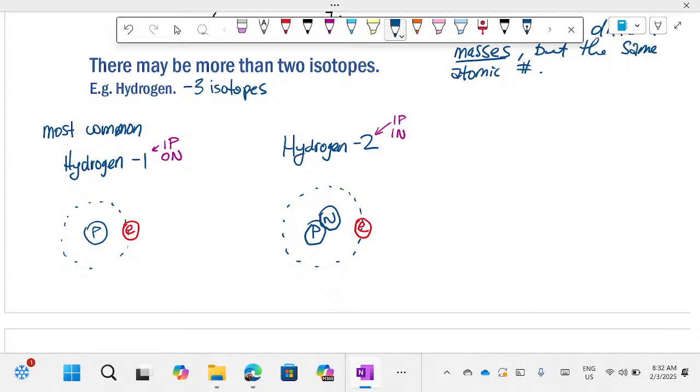And finally, and this is given a name, actually. You can call it hydrogen 2, but it's common enough that we call it deuterium.